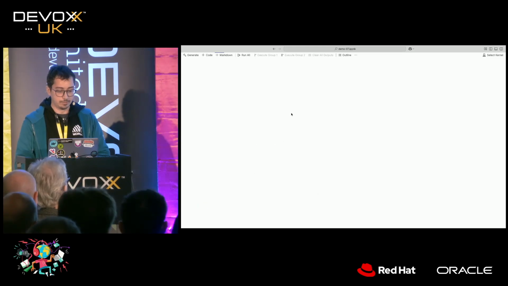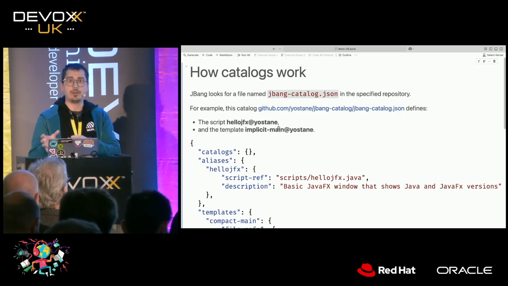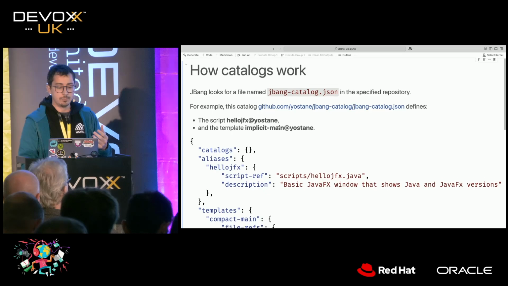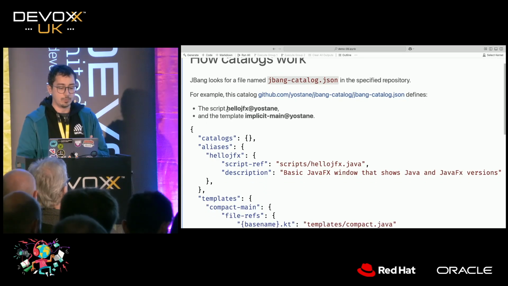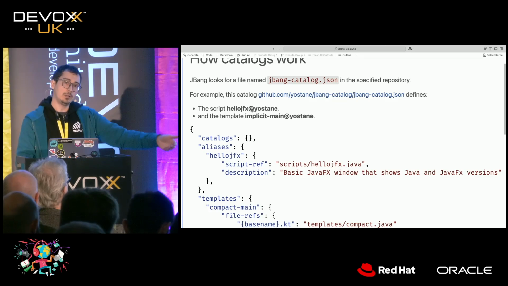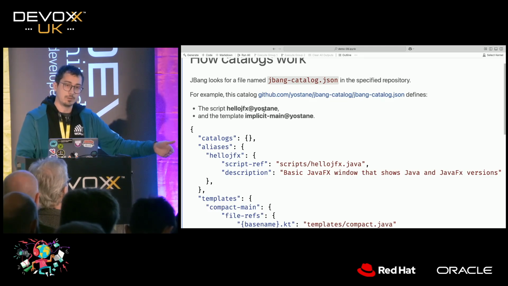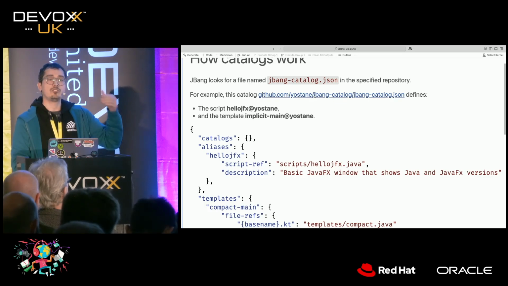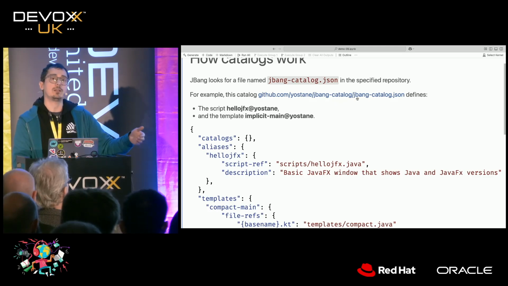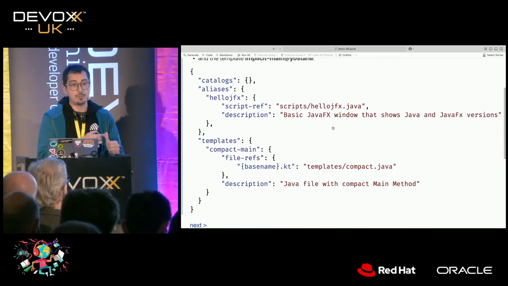By default, it will fetch this. So about JBang catalog, it's just a JSON file that you host on your website or in your GitHub repository. For example, when you reference this script, it will fetch it from my GitHub repository, in the JBang catalog repository by default, and it will fetch the jbang-catalog.json file. Inside it, you can specify your scripts and your templates.